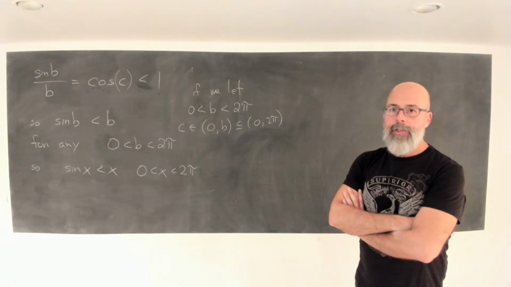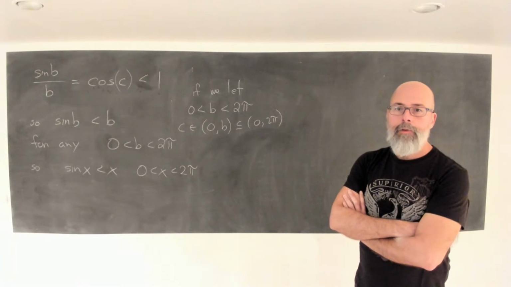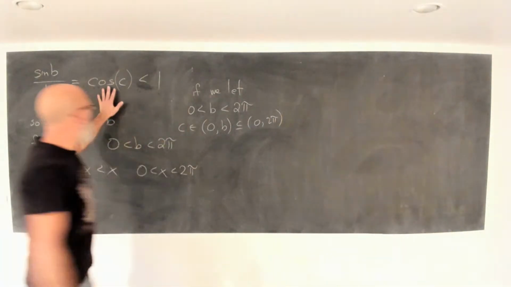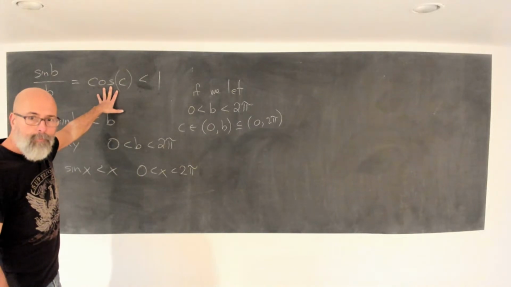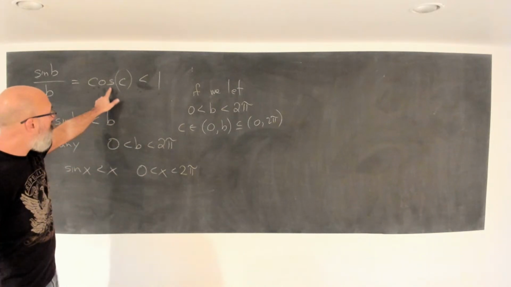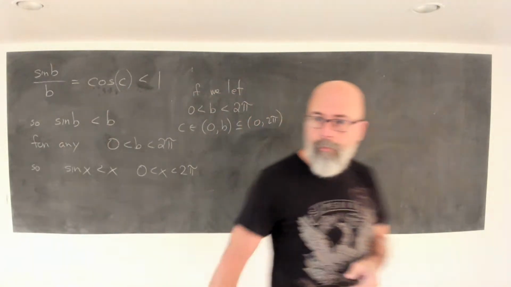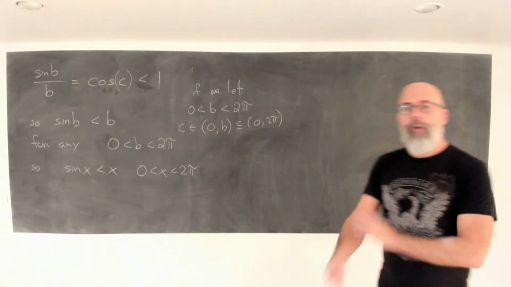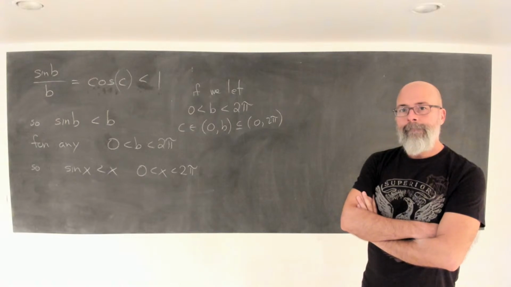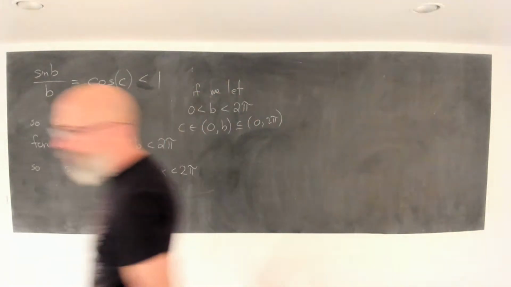How did you establish that sine b is more than 0? We did not, and it's not an issue. Well, sine b over b is cosine of c. So we don't know that sine b over b is less than 1. But we do know that cosine c is less than 1. And since the two are equal, the other one has to be less than 1 as well. How are we doing? Let's try another one.